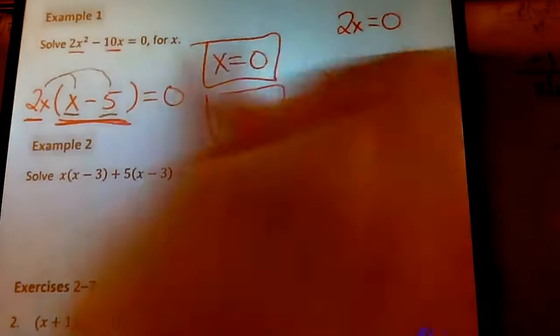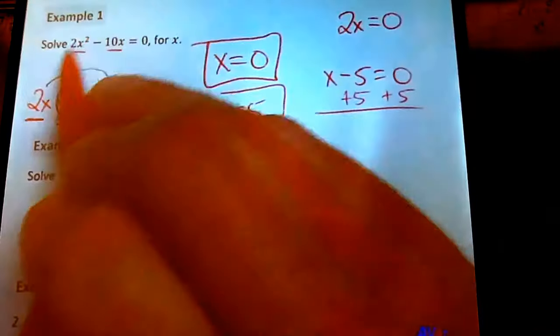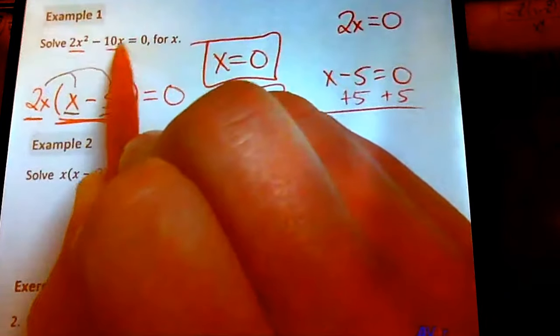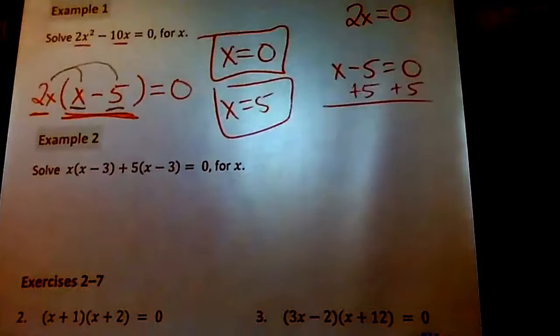Plug 5 back in, let's see if it works. 5 squared is 25. 25 times 2 is 50. Put a 5 right there. 5 times 10 is 50. 50 minus 50 is 0. It works.